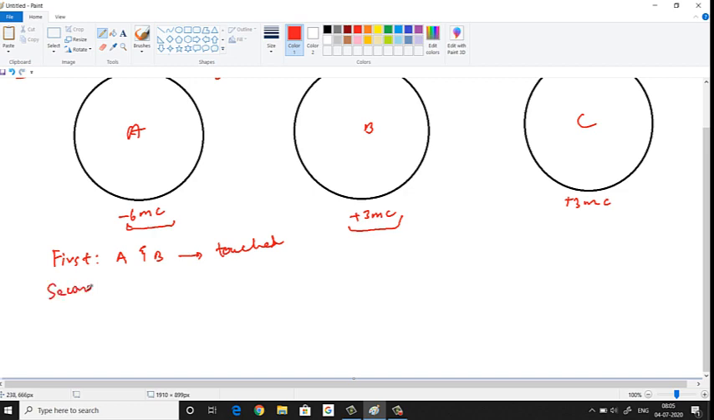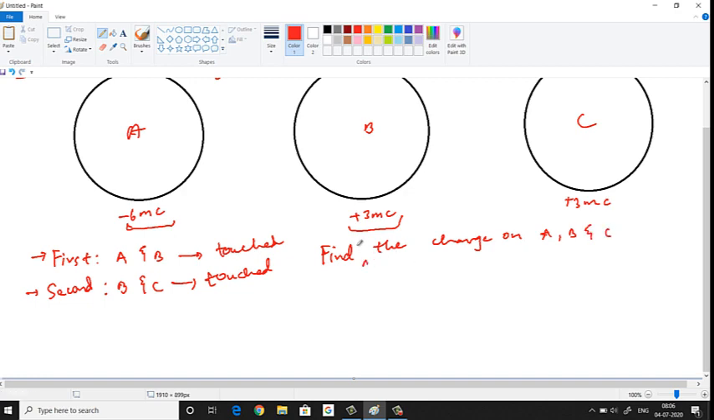Then after that, second step, this is the first step. In the second step, B is touched with C. Okay, B and C are touched. So here also conduction happens, yes or no? When B and C are touched, conduction happens. So first what is happening? A and B are touched. Okay, then B and C are touched. Okay, finally we have to find the charge on A, B and C, or rather say find the new charge on A, B and C.